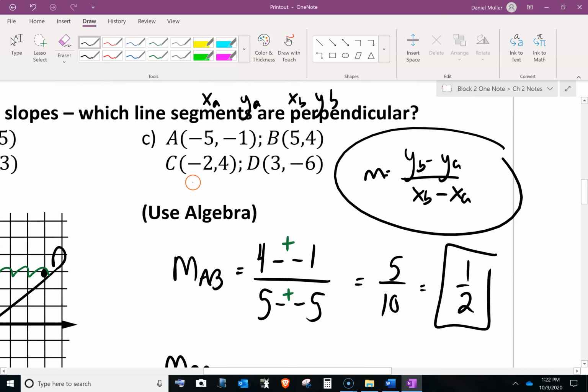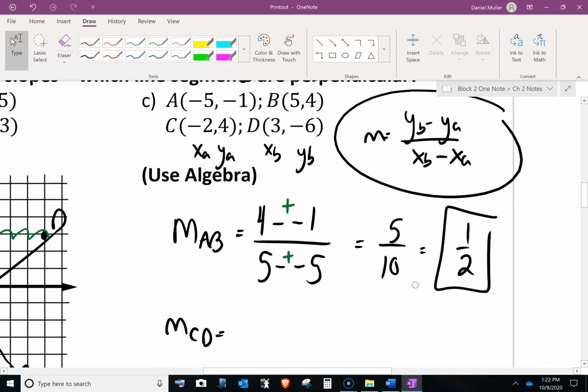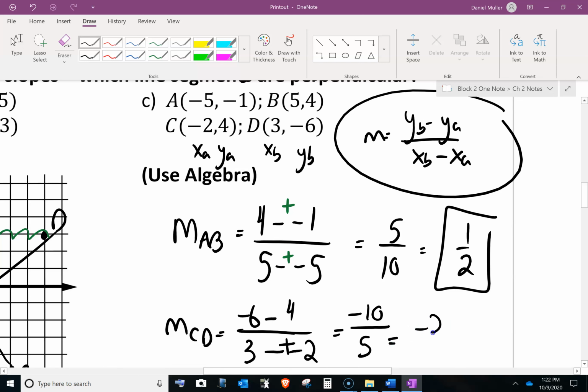Okay. So now we can do the slope for CD. So we can go ahead and label again. I'm going to use the same things. XA and YA, XB and YB. So I have to start with YB. So YB here. YB is negative 6 minus YA, which is 4. And then XB, which is 3, minus XA, which is minus 2, or negative 2. So top negative 6 minus 4 is going to be a negative 10. And 3 plus 2 is 5. That reduces to negative 2 over 1.